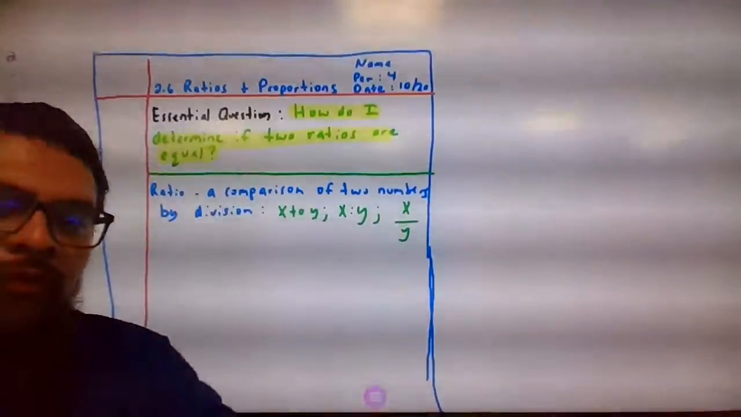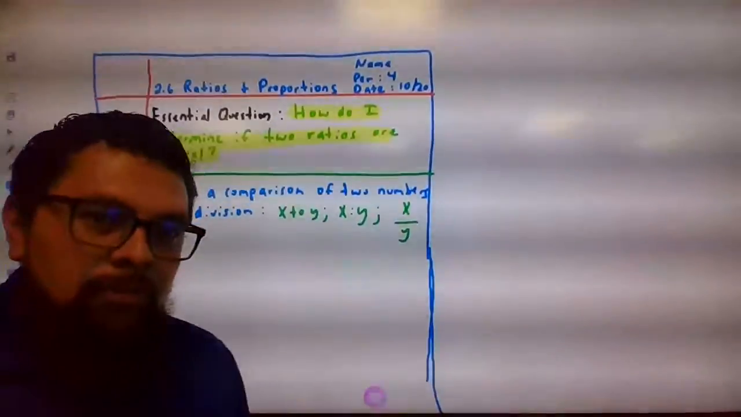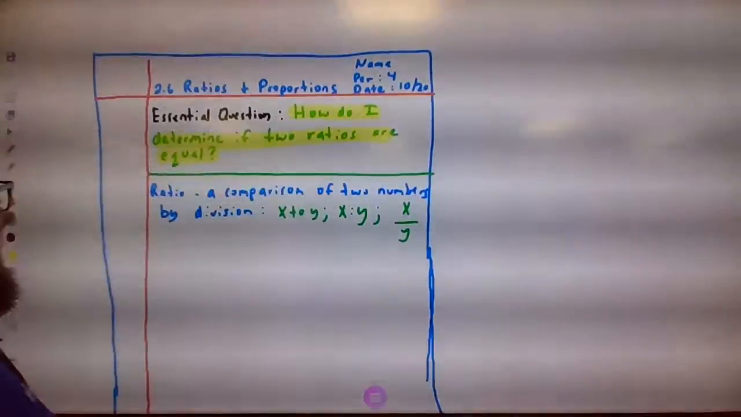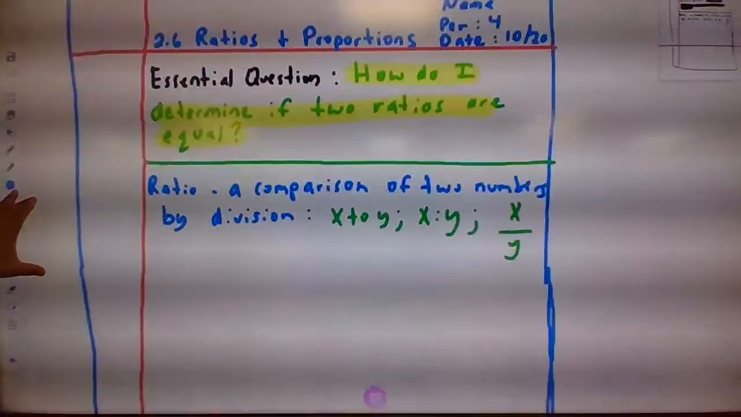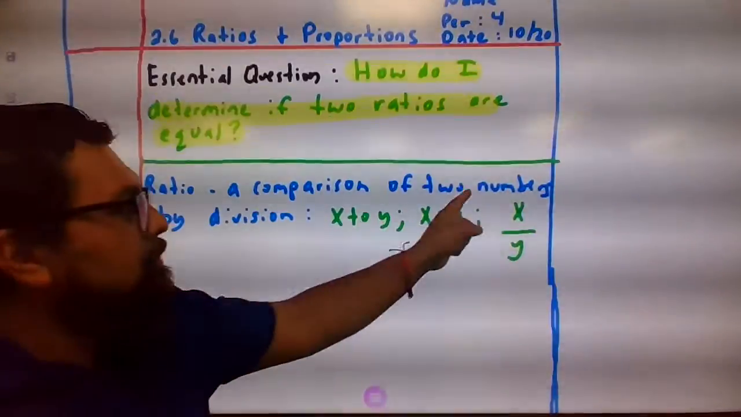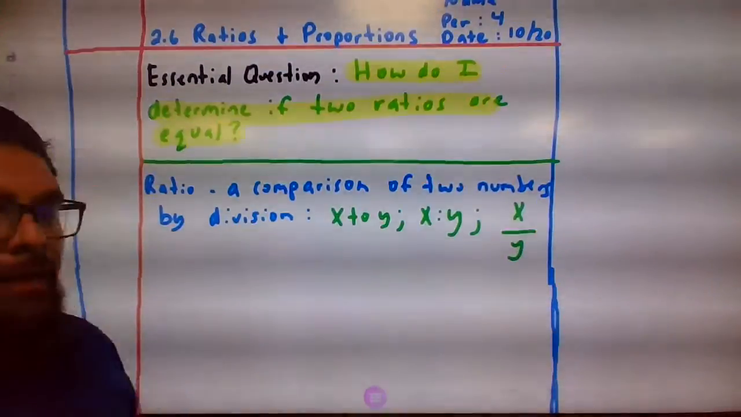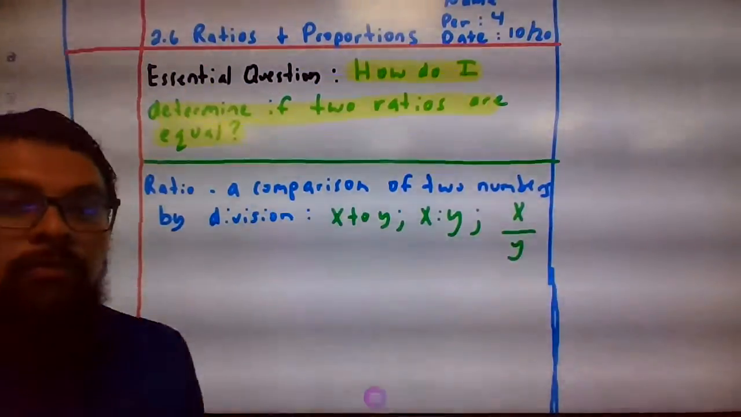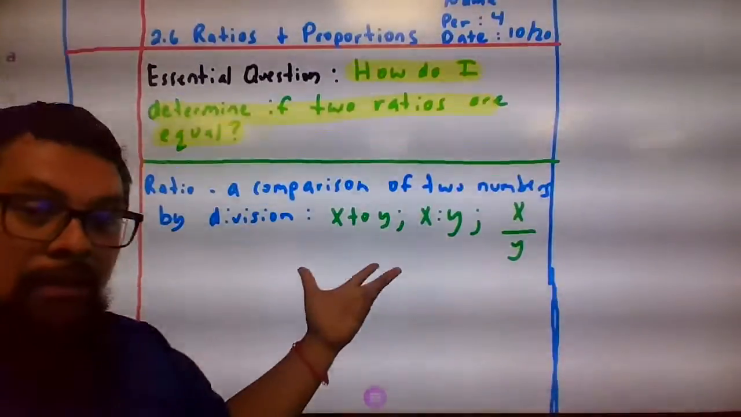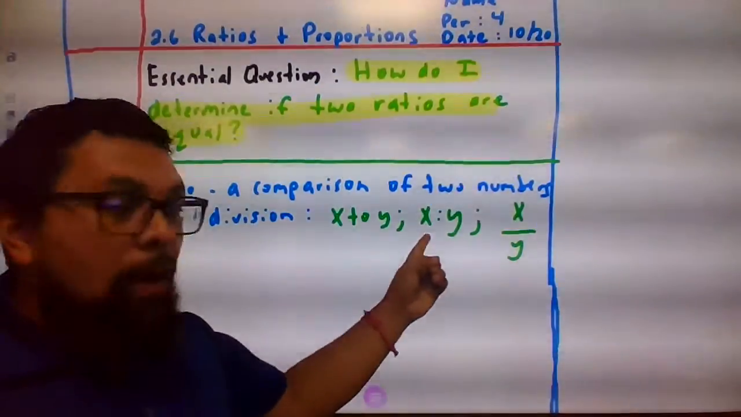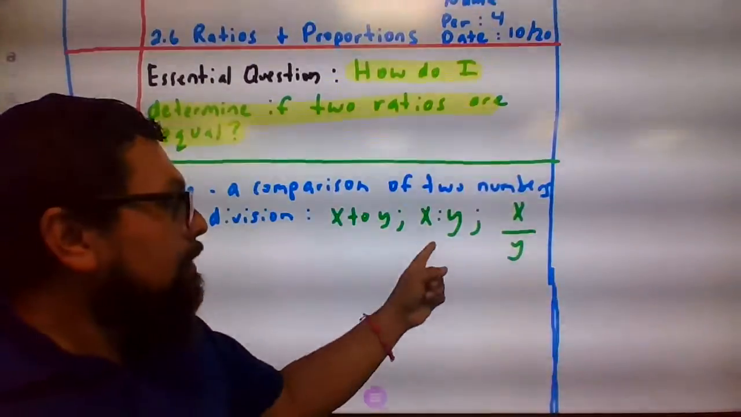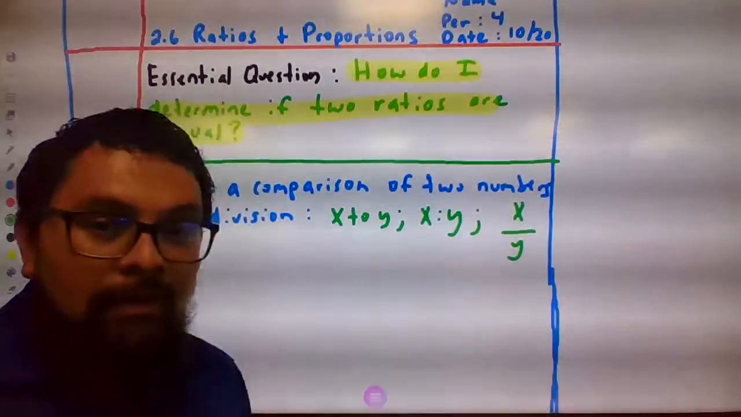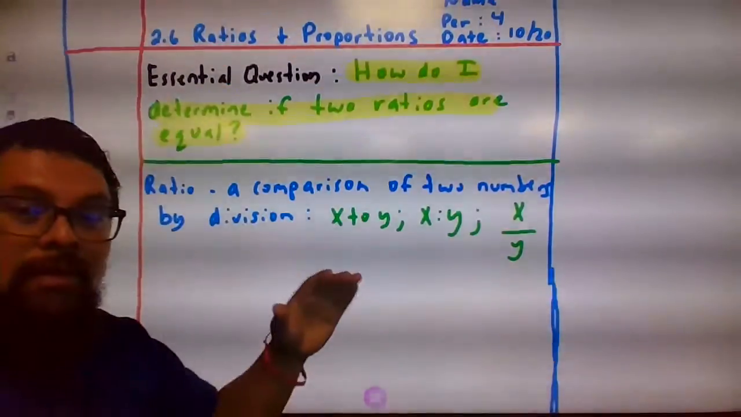All right, so what we're going to do first is define a ratio. Okay, I know you know what it is from last year, so let's review it. A ratio is a comparison of two numbers by division. So the way to say it is x to y, which is x colon y, okay? Or you can say x over y. Okay, this is the one we're more familiar with. But when you're doing this, you're actually comparing two numbers.